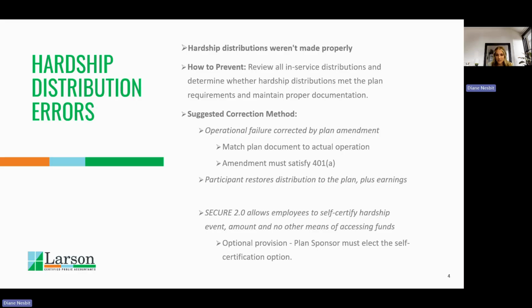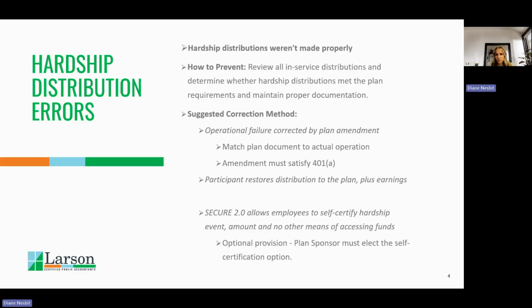If that option is not elected by the plan, the pre-Secure 2.0 documentation rules apply, and the employer, the plan sponsor, is responsible to document what the hardship event is, what the amount is, and that the participant has no other means of accessing funds. So keep that in mind. That's an optional provision for self-certification.